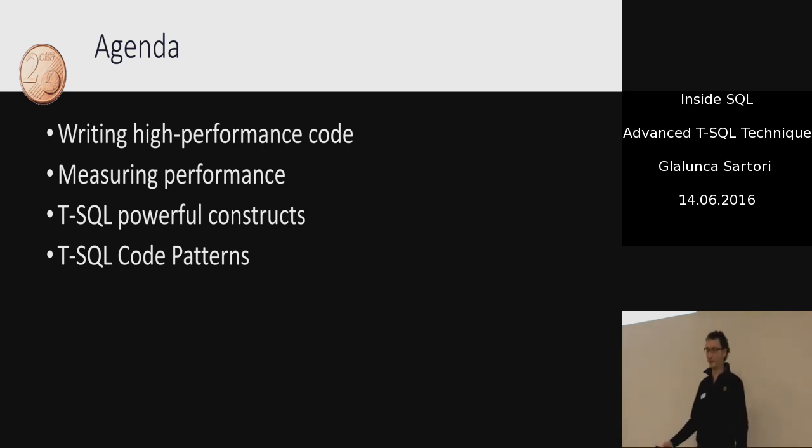So what we will see in this session: we will discuss how to write high-performance code, why it's important to write high-performance code, why we focus on this. And then we will try to understand how to measure the performance, because it's all about performance. So we will have to measure what's fast, what's not fast, and we will have to find a way. And then we will introduce some powerful T-SQL constructs that will help you achieve this. And then we will discuss some famous T-SQL problems and their solutions.